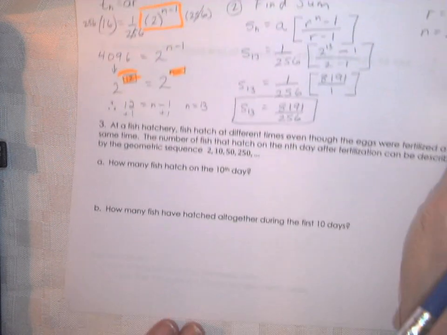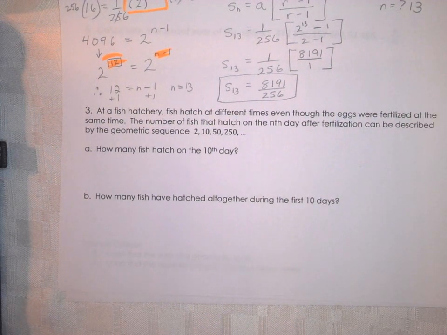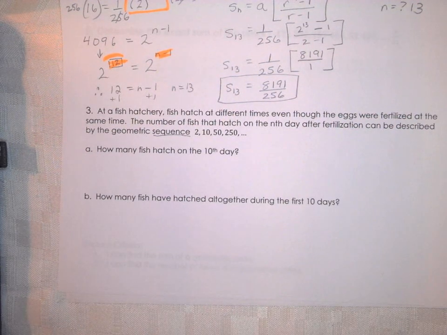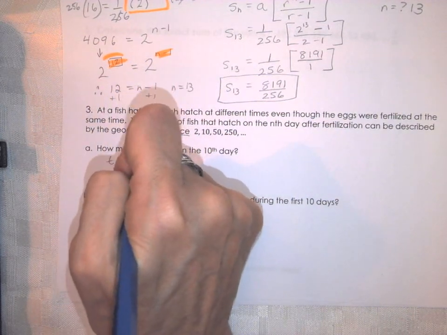All right, so here's a word problem. At a fish hatchery, fish hatch at different times, even though the eggs were fertilized at the same time. The number of fish that hatch on the nth day after fertilization can be described by this geometric sequence. Notice we're starting off with a sequence here, commas, we're not adding them. And it just says, the first question, part A, says, how many fish hatch on the 10th day? So this is a geometric sequence, so just to find out how many hatch on just one of the days, the 10th day, we're going to use the sequence formula.